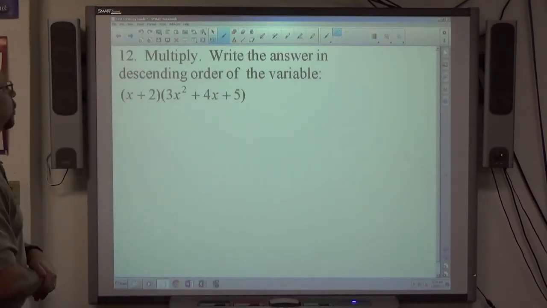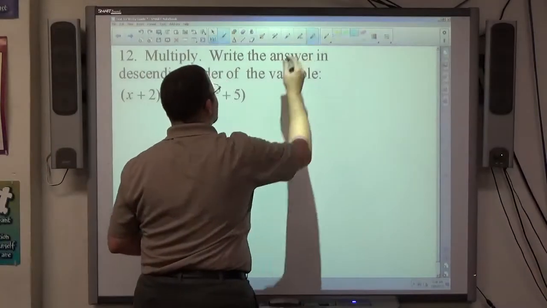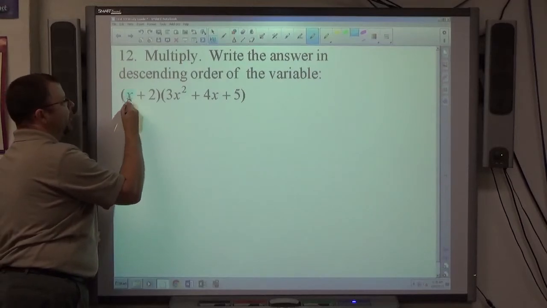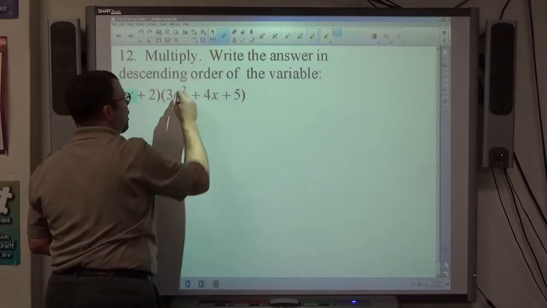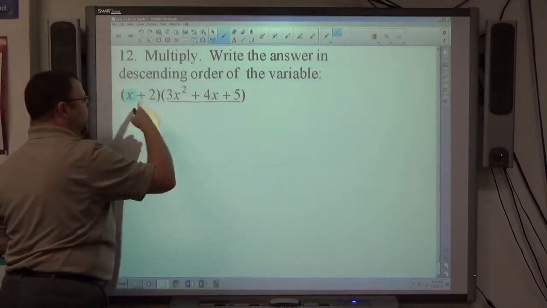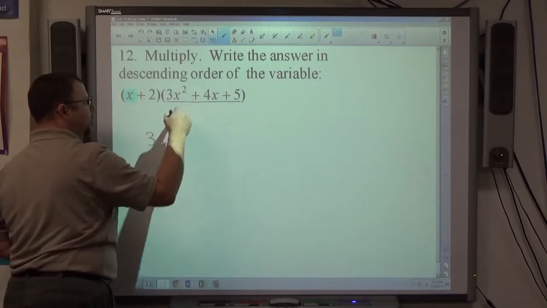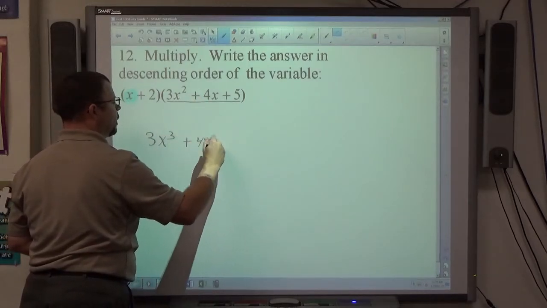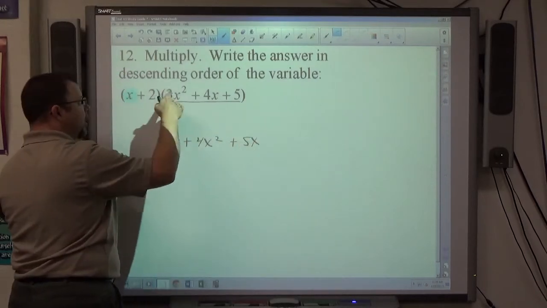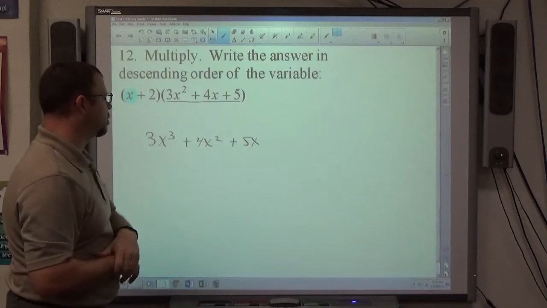Number 12, multiply. Write the answer in descending order of the variable. When we're multiplying a single or binomial times a trinomial, the best way to do this is do this first object times this entire second thing. So x times each thing. So x times 3x squared is 3x cubed. X times 4x is plus 4x squared. X times 5 is plus 5x. Notice positive times positive, positive times positive, positive times positive. We get a bunch of positive answers.